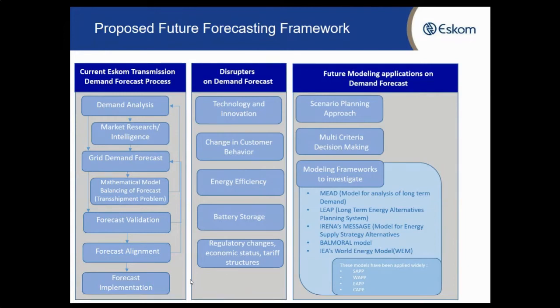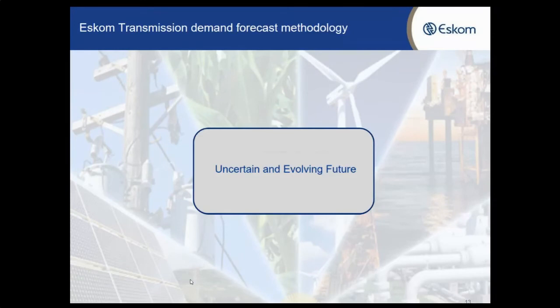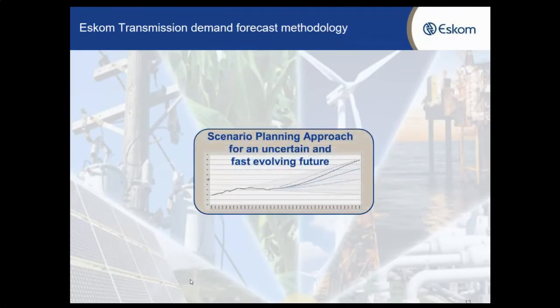It is questionable at this stage, going into the future with a lot of uncertainty, and we need to bring in smarter models, including all of the differences. So what we're saying is, in our forecast methodology, I'll quickly take you through what we're currently doing. We say we're moving into an uncertain and evolving future, and therefore a scenario planning approach for an uncertain and fast evolving future is appropriate for now.